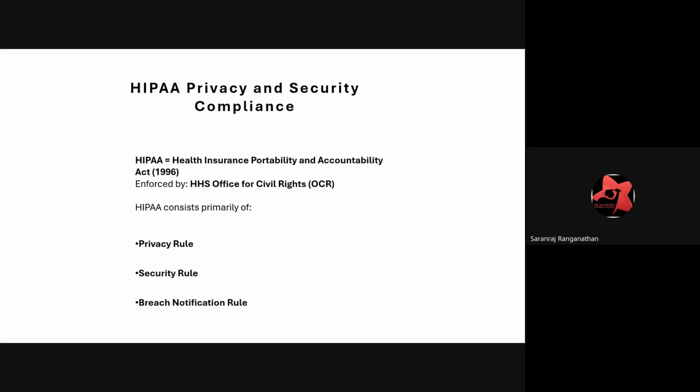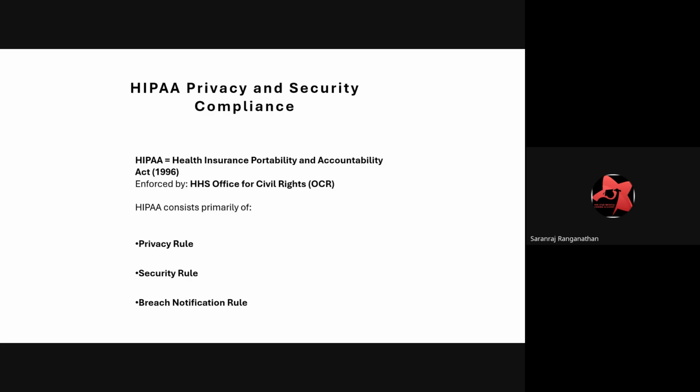So the next topic is HIPAA, privacy and security compliances. This is something we are going to follow for all the patients and patient records, and along with that, we have a set of rules which we need to maintain and follow when we are doing the coding. As a coder, this is our primary responsibility: to maintain the privacy and security.